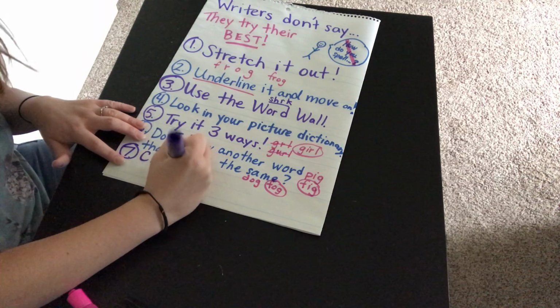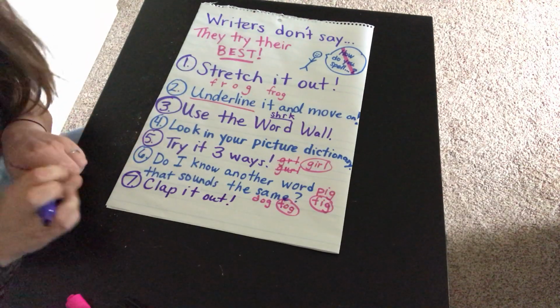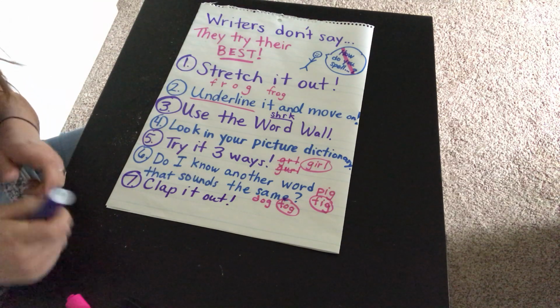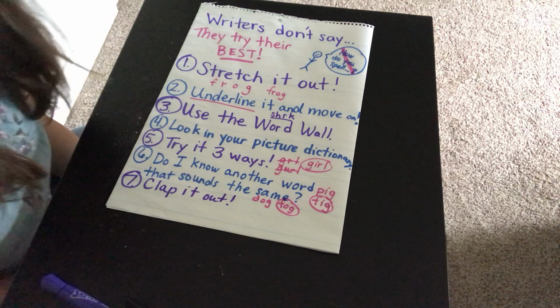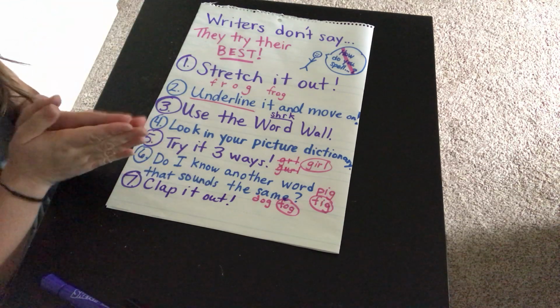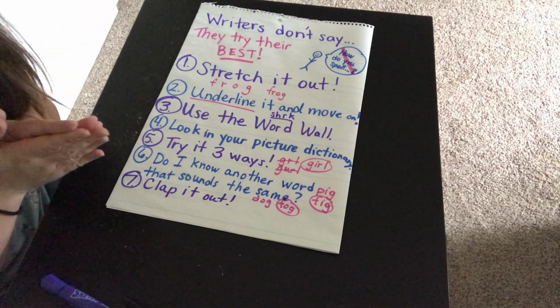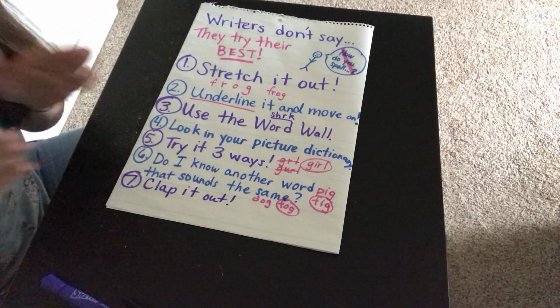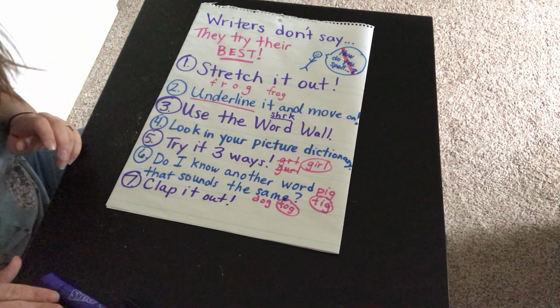Clap it out. And here's what we mean by clap it out. You're going to clap out the syllables of the word. So if I'm trying to spell the word kitten, I could go kit-ten, kit-ten. And then after I clap it out, I can spell each part of the word. And then once it's put together, it should be spelled correctly or close to correctly.